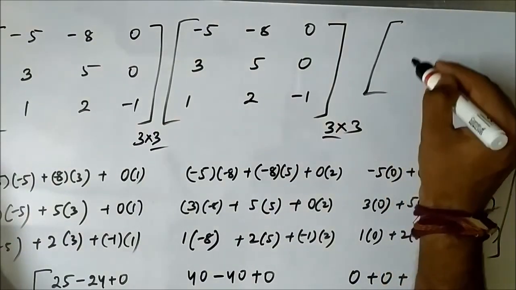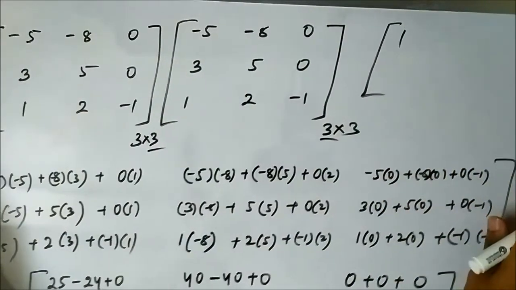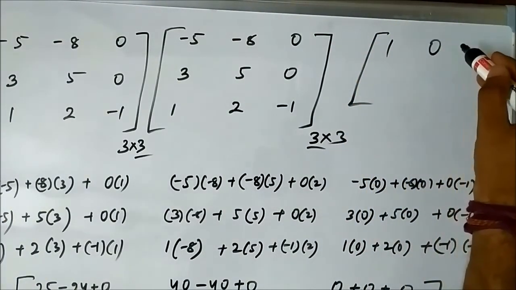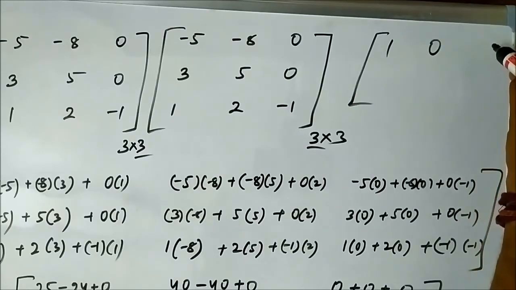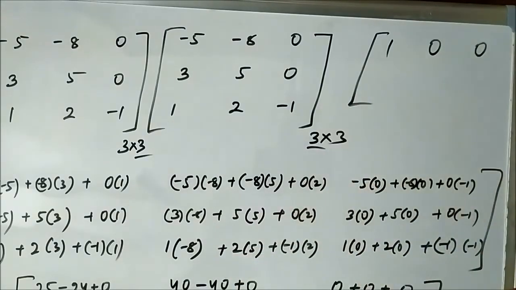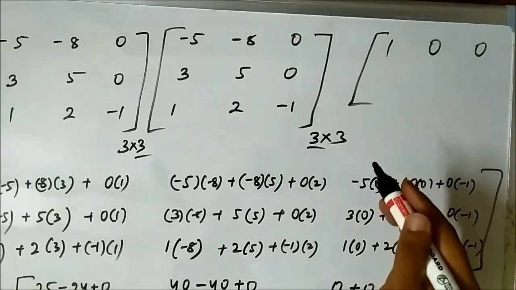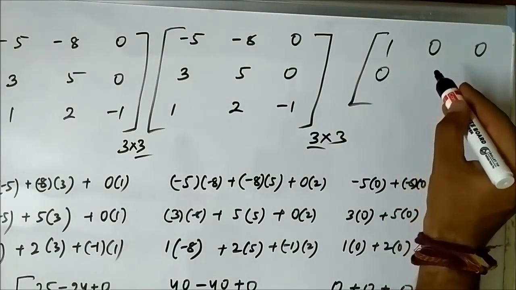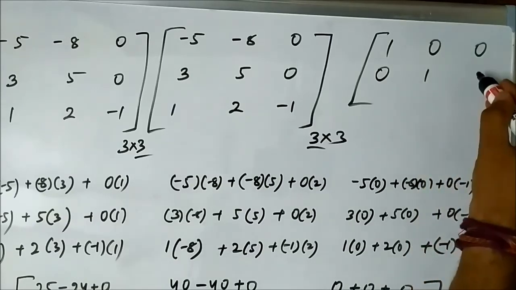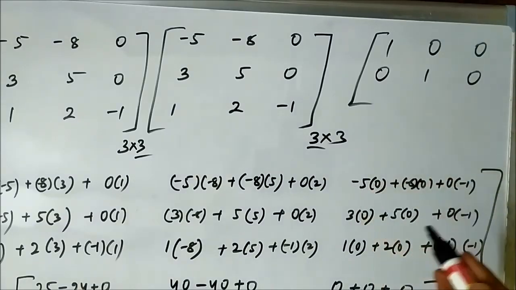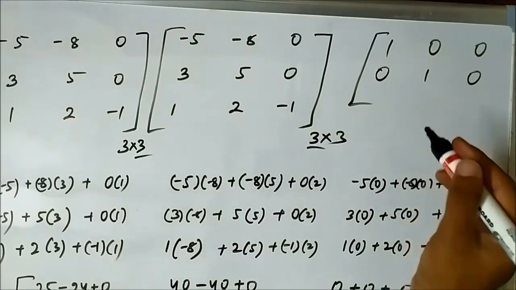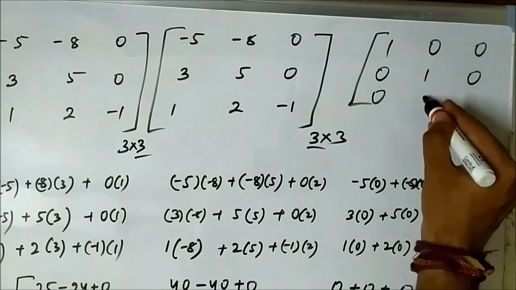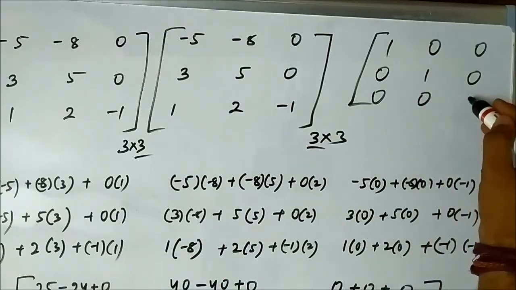So the resultant matrix here is 25 minus 24, which is 1. I'm writing the result here. It is 1, 0. This is 40 minus 40 plus 0, which is 0, and this 0 plus 0 plus 0 is 0. In the second row, minus 15 plus 15 plus 0 is 0. Then minus 24 plus 25 plus 0 is 1, and 0 plus 0 plus 0 is 0. In the third row, minus 5 plus 6 minus 1 is 0. Then minus 8 plus 10 minus 2 is 0. And 0 plus 0 plus 1 is 1.